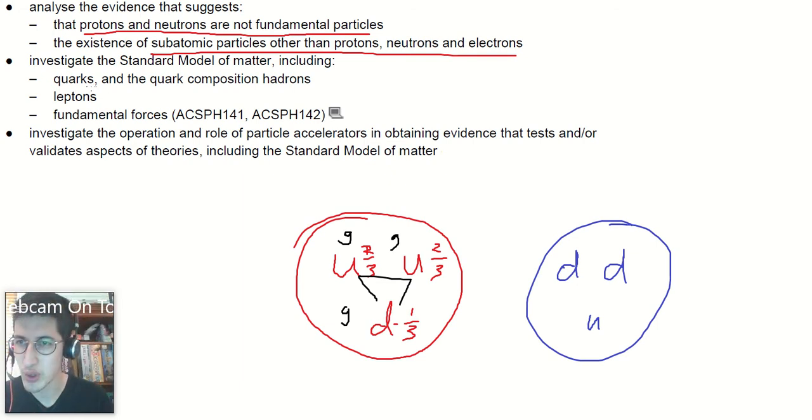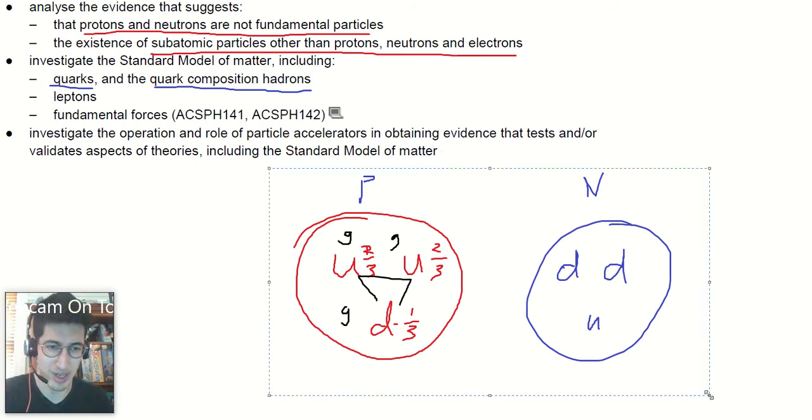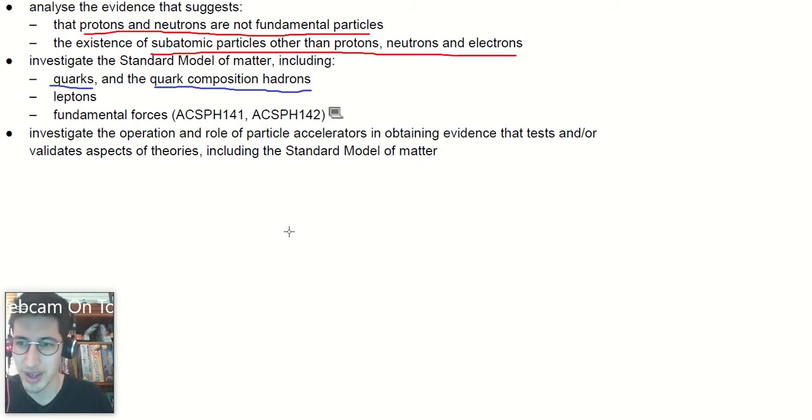Okay, so protons and neutrons are not fundamental particles, they're made out of quarks. Okay, and quark composition hadrons, that is when you put quarks together to make another particle, such as a proton or a neutron. They are quark composition hadrons. So what are all the fundamental particles then, if they aren't fundamental particles? We have 6 quarks: up, down, strange, charm, top, bottom. Great names. Up, down, strange, charm, top, and bottom. Okay, so those are the quarks.